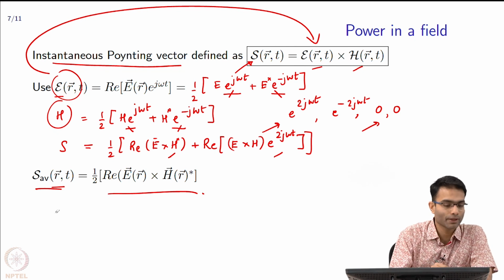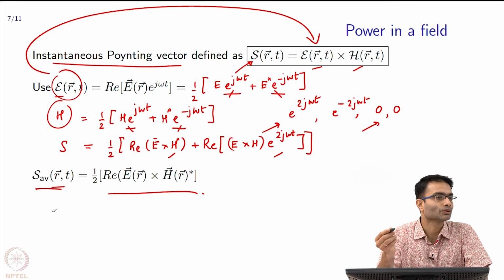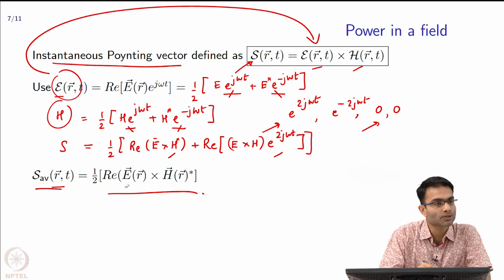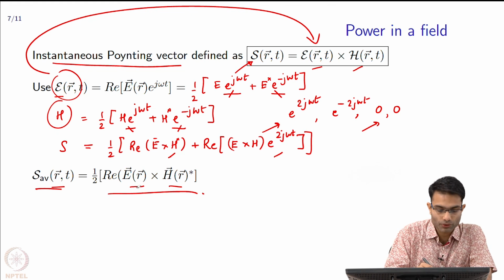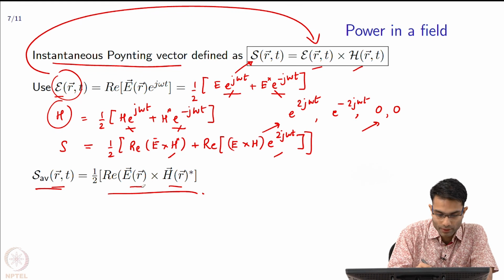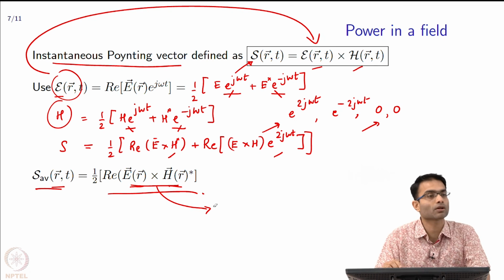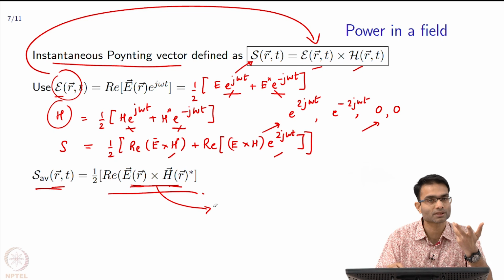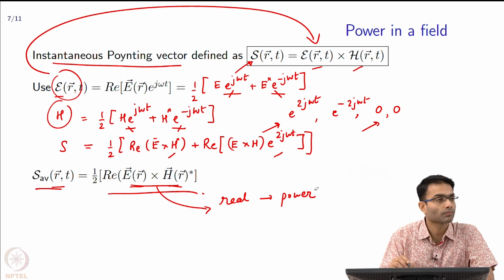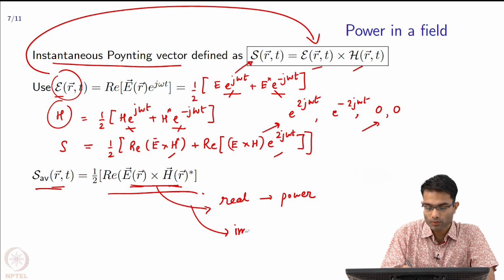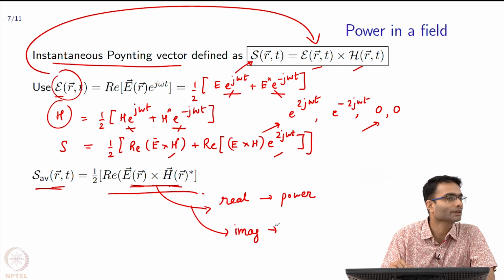Usually we are interested in average power. So average power is now given in terms of the phasors as half the real part of E cross H star, where H star is the conjugate of H. This E cross H star term can be real or imaginary; it will have both parts, being a complex number. The real part is going to give me the power, and what about the imaginary part? What do we call it? People from a circuits background? Reactive power.